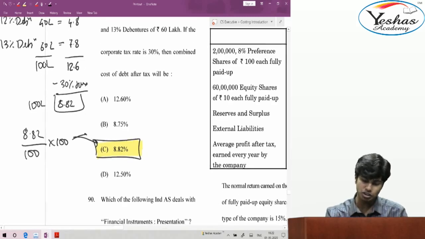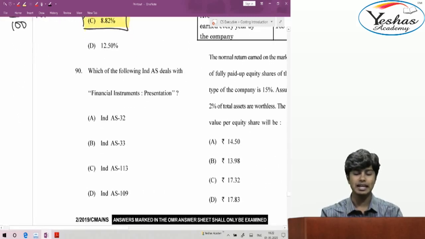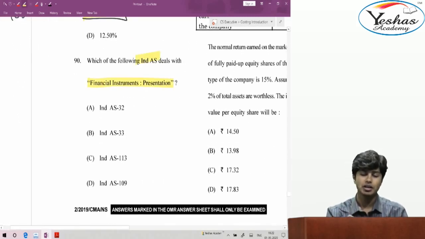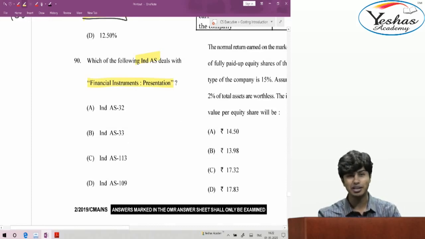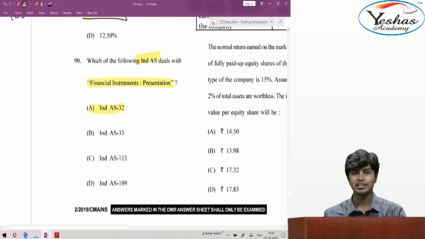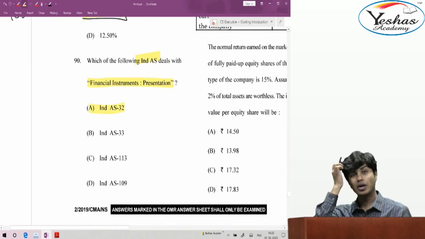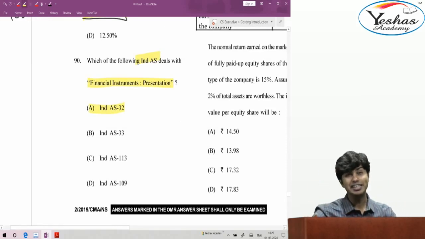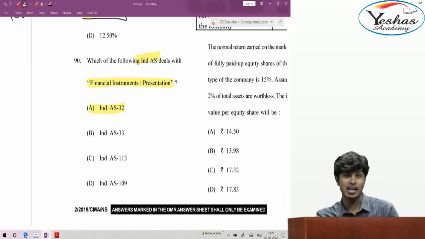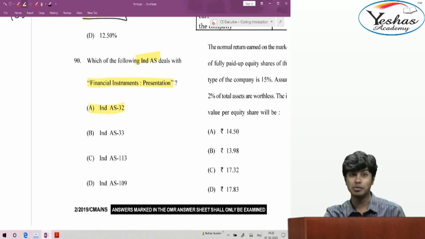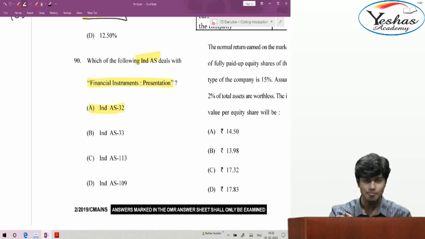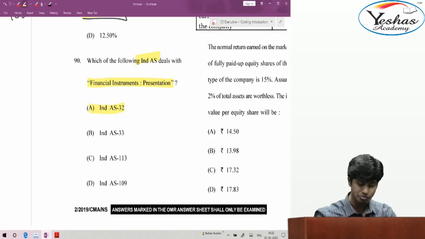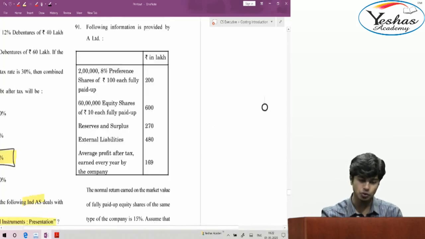Come on, now let's go to question number 90. Which of the following is the Ind AS that deals with financial instruments? We discussed this in the valuation chapter. Ind AS 32 deals with financial instruments. Financial instruments have two parts. One is equity, the other one is financial liability. Equity shares were equity, whereas preference shares and debentures were financial liability. That's the same thing that we were discussing. So this is with respect to question number 90.